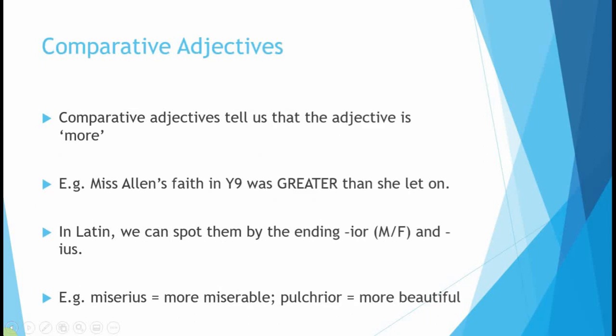Comparative adjectives can be a little bit more complicated, and I know that a couple of people did trip up on comparative adjectives, so I wanted to go into these in a bit more detail to make sure that you do understand them. Okay, comparative adjectives tell us that it's more, okay, so better, greater, harder, better, faster, stronger, etc. So in Latin, they're reasonably easy to spot. We can spot them by the ending ior or ius. So for example, miserior is more miserable, pulchrior is more beautiful.